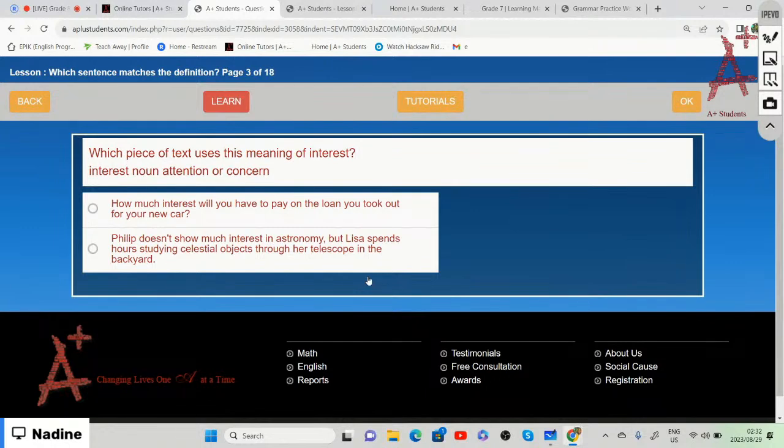And then, Philip doesn't show much interest in astronomy, but Lisa spends hours studying celestial objects through her telescope in the backyard. Which means that we are going to choose the second option. The first one is to do with finances, the amount that you need to pay back to the bank or whoever you made a loan from, with another amount on top of that. And the second option is paying attention or being concerned about a specific subject, because Philip doesn't show much interest, meaning he does not pay much attention to astronomy, but Lisa does.